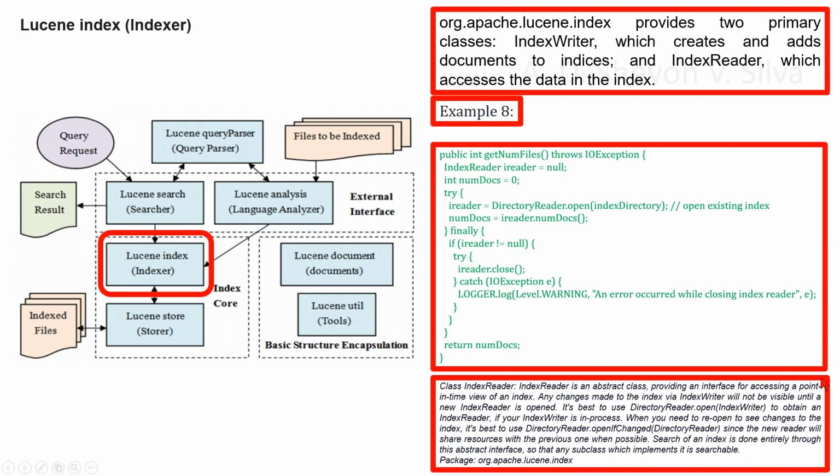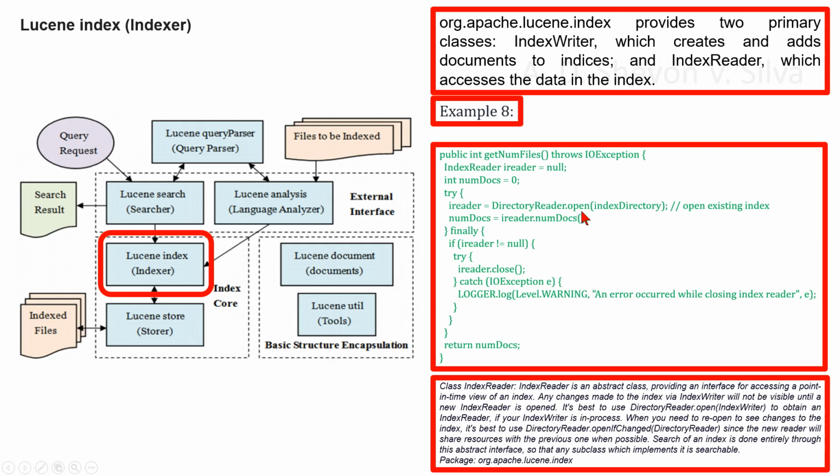Here as an example 8, you can see the index reader, the class IndexReader. IndexReader is an abstract class providing an interface for accessing a point-in-time view of an index. Any changes made to the index via IndexWriter will not be visible until a new IndexReader is opened. It is best to use DirectoryReader.open(IndexWriter) to obtain an IndexReader.